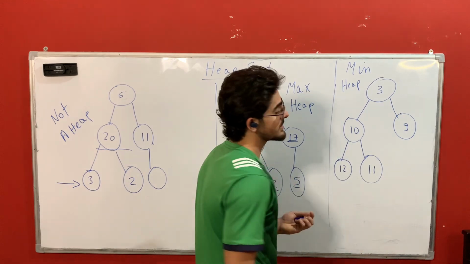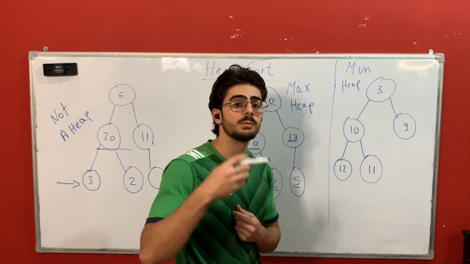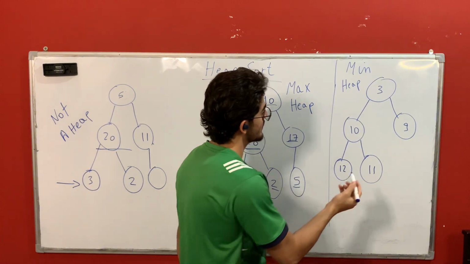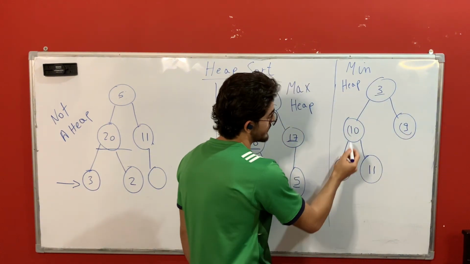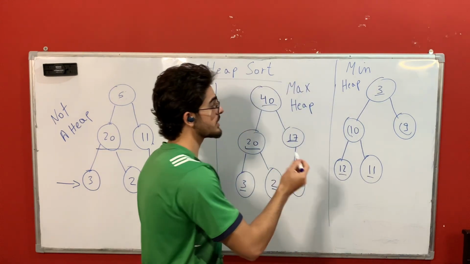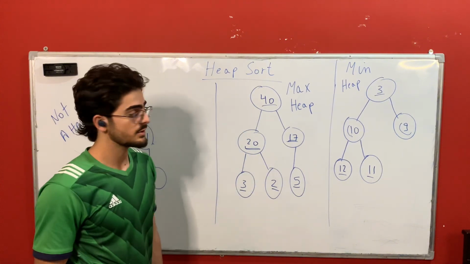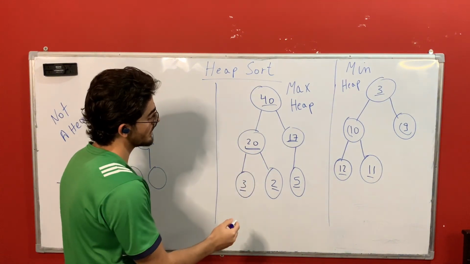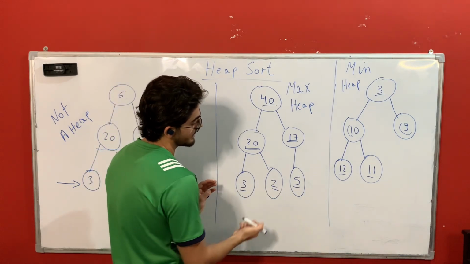A min heap data structure is vice versa. The parent is always smaller than its children. Here 3 is less than 10 and 9. And 10 is less than 12 and 11. Also, both are heaps because both are complete trees where all the levels are full and the last level is filled beginning from the left side of the tree.